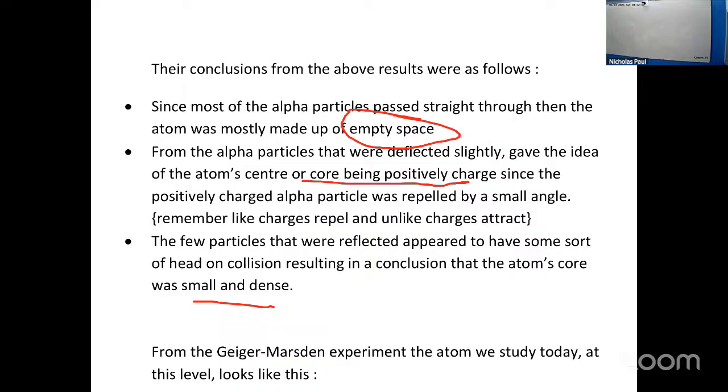So don't write everything, write a small version. So the observations will be 90% went straight through, 7% were deflected and 3% were reflected. And then a parallel line for the conclusion: empty space, positive core, small and dense.